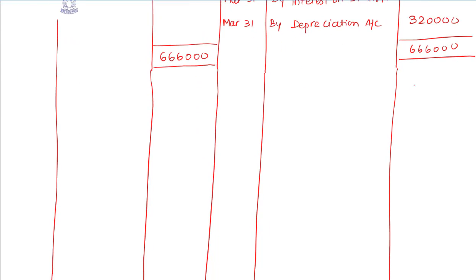6,66,000. By balance brought down, 1st April 2015.